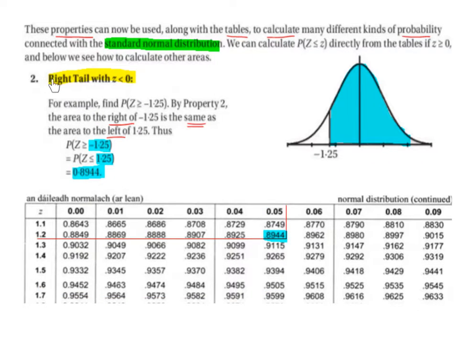Part 2. If we have a right tail with z less than 0. For example, to find the probability that z is greater or equal to minus 1.25.